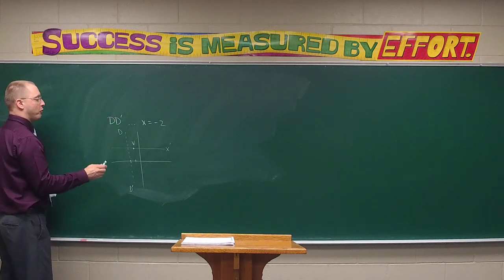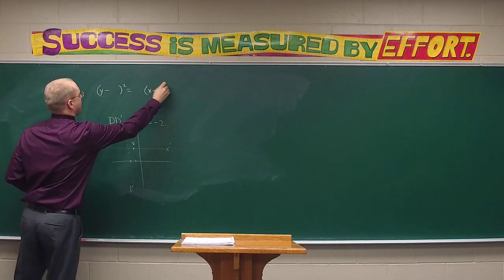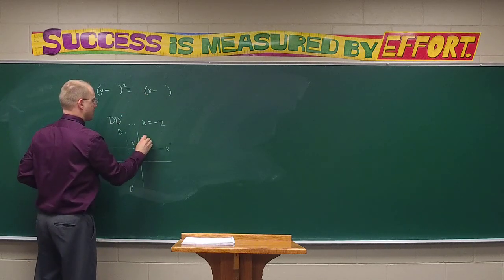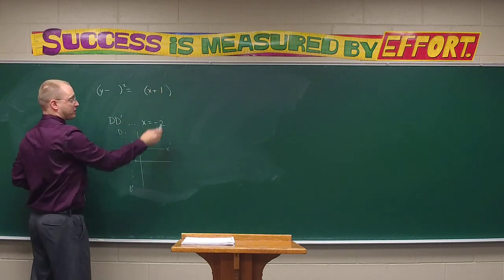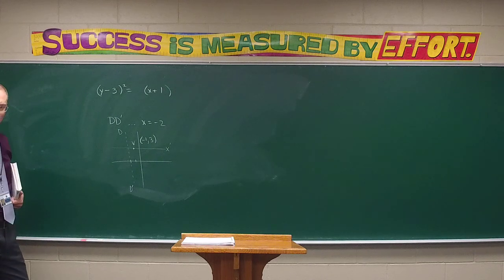So we know the form here is going to be (y minus something) squared equals something times (x minus something). The x has to be the non-squared variable. And since the vertex is (negative 1, 3), I know it's going to be an x minus negative 1, or x plus 1, and a y minus 3. The only question is the focal length.